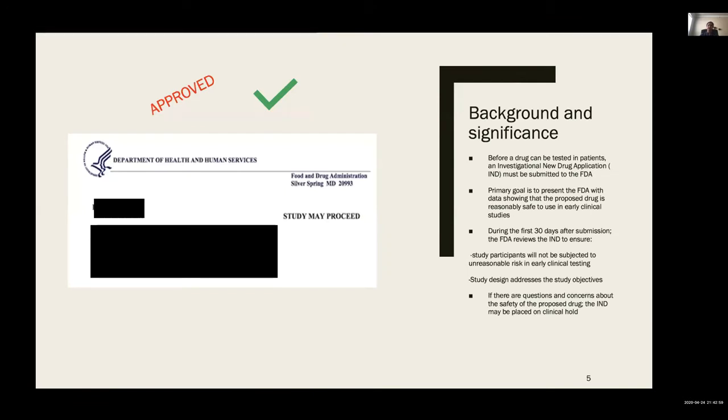So let's quickly look at the background and significance. Before any investigational drug can be tested in patients, an investigational new drug application has to be submitted to the FDA, and the FDA's primary goal is to make sure that it's safe to proceed. So the primary goal of the initial IND is to present the FDA with the data showing that the proposed study drug is reasonably safe to use in early clinical testing. The FDA takes 30 days to review to make sure that the study participants will not be subjected to any unreasonable risk during the early clinical testing.